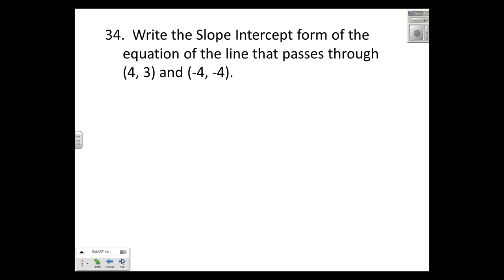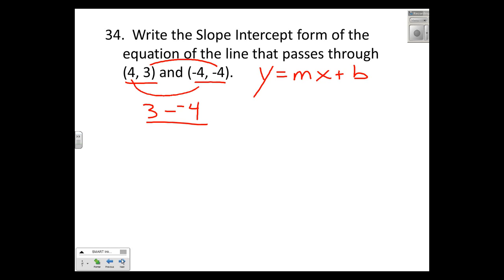Okay, slope intercept form. y equals mx plus b. This may be most of our viewers' specialty equation. We use this one quite a bit. Equation of the line that passes through these 2 points. So we certainly need slope, and slope again is rise over run. Rise is how much the y's change. y's change from 3 to negative 4. Over run, how much the x's change. x's change from 4 to negative 4, and we get 7/8.